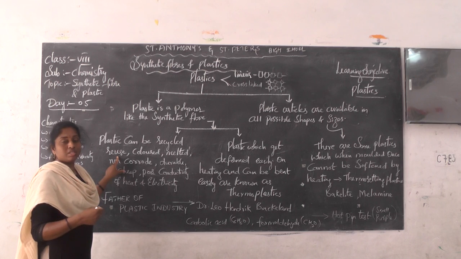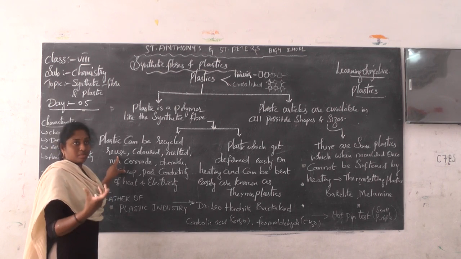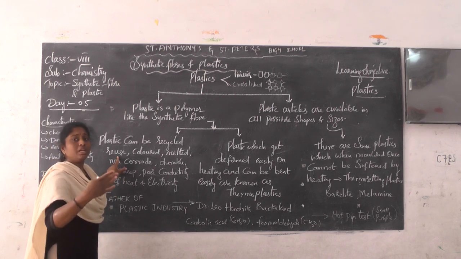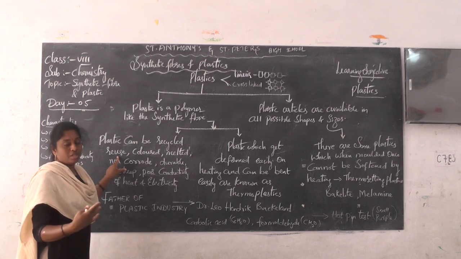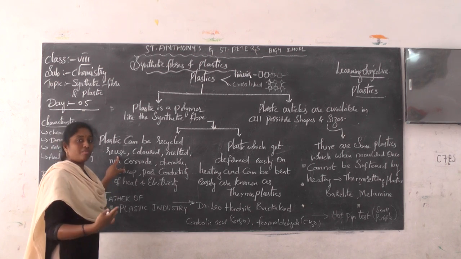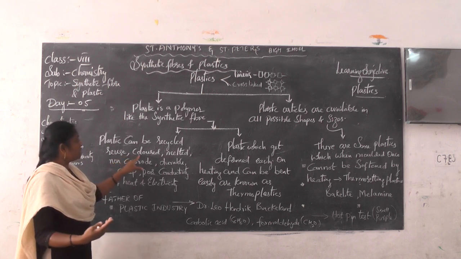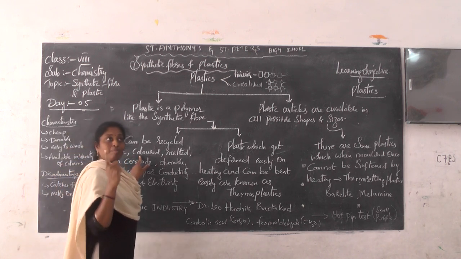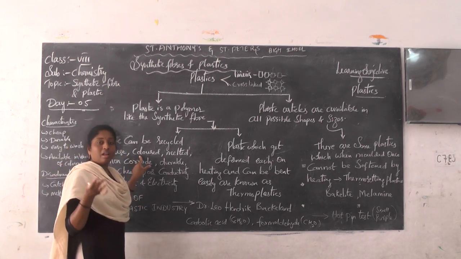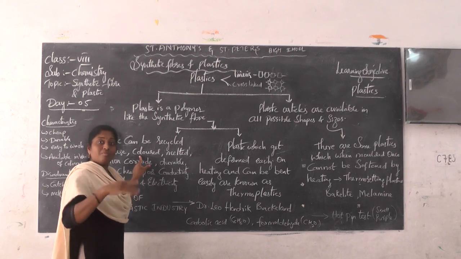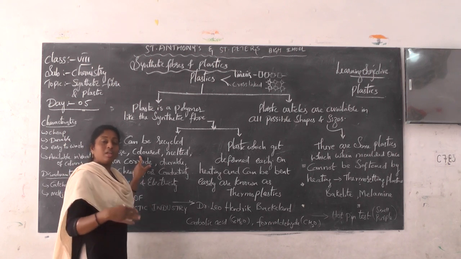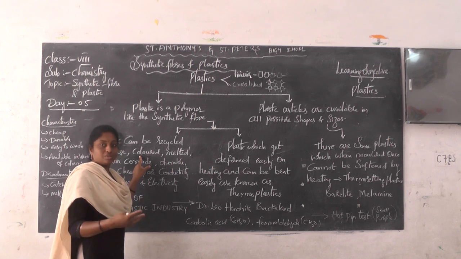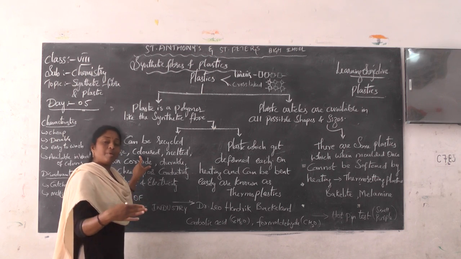Next, reuse. If you have any plastic container, you can use it repeatedly, any number of times. That is called reuse. Next one, colored. When we prepare nylon, rayon and acrylic, we learn that while the process is going on, we can make them into so many different colors. We can add the dye and prepare them in different colors.